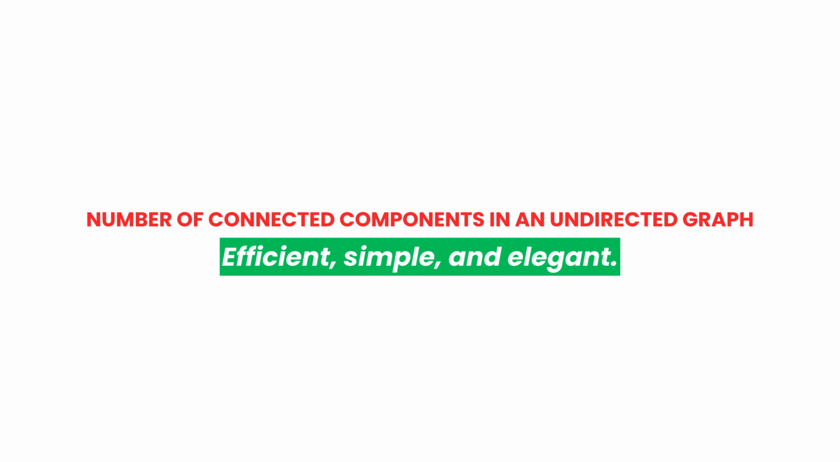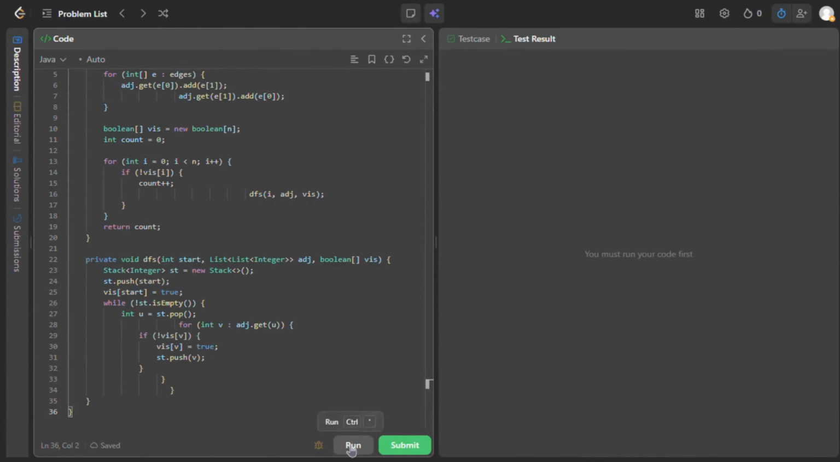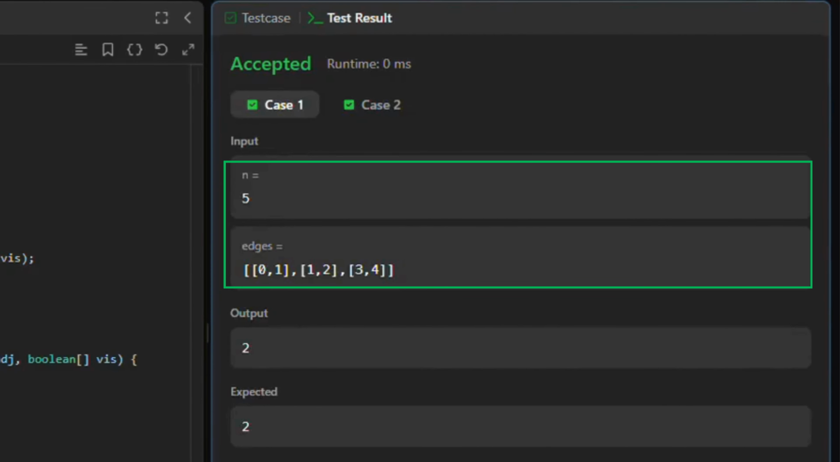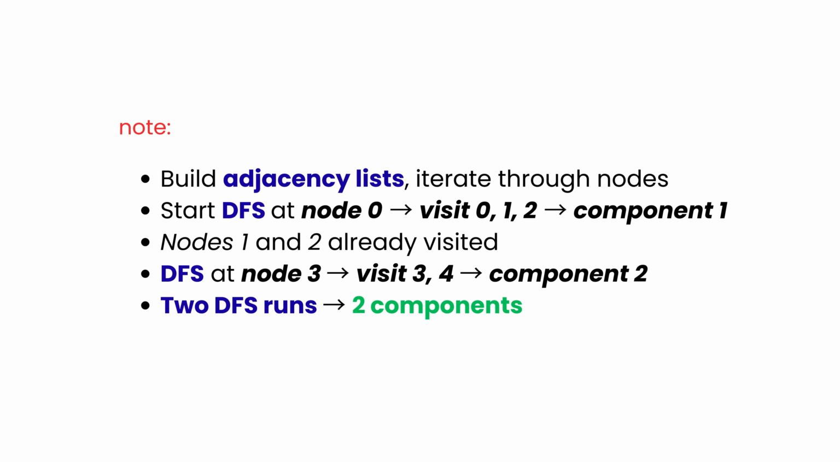Efficient, simple, and elegant. Now let's confirm that this solution behaves correctly on the provided test case. This graph has 5 nodes and edges that link 0, 1, 2 together and 3 to 4 together. It matters because visually we can see 2 separate clusters, so the answer should be 2. Short reasoning: the algorithm builds adjacency lists, then iterates through all nodes.